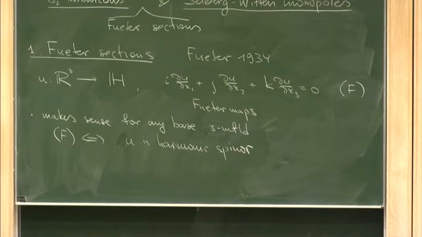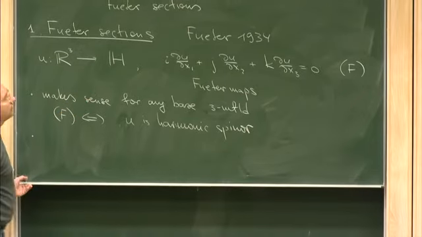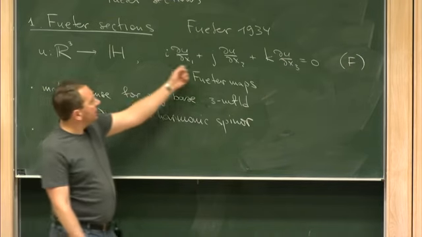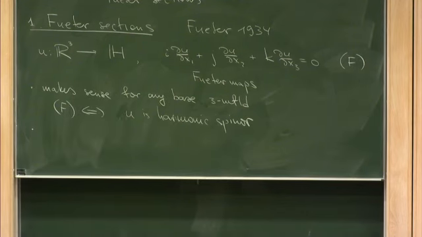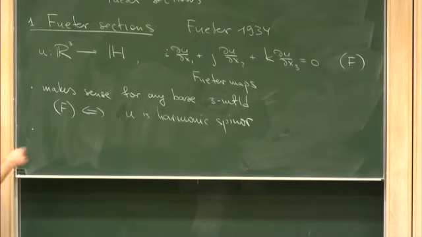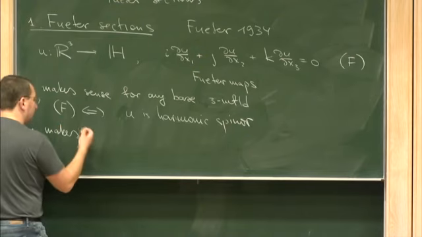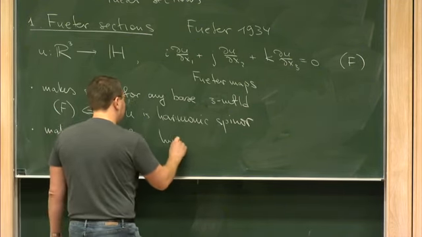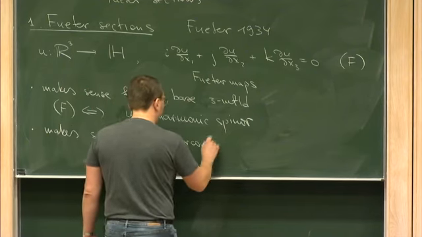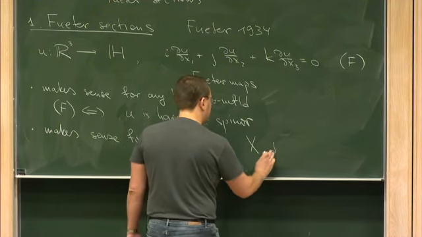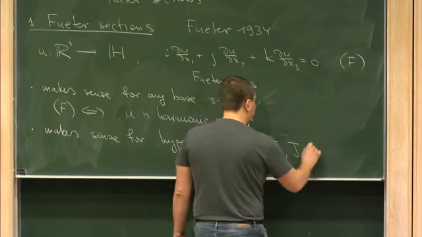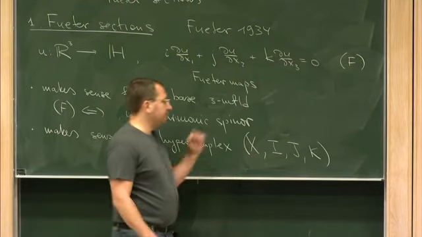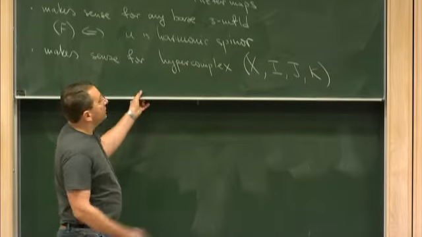And also, one more remark is that this also makes sense for arbitrary target spaces, as long as the target space has 3 complex structures, I, J, and K, so that they satisfy the quaternionic relations. So this also makes sense for hypercomplex X with complex structures I, J, and K.